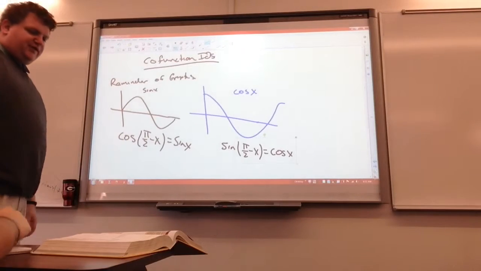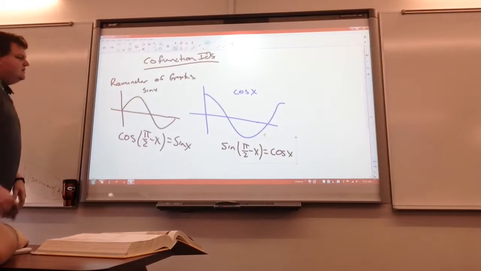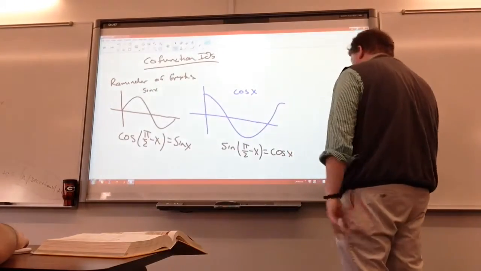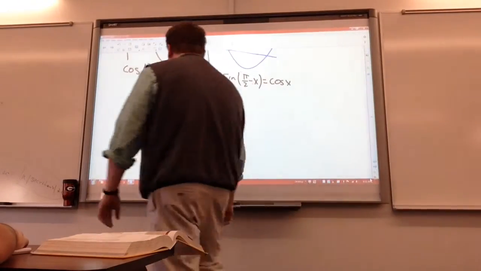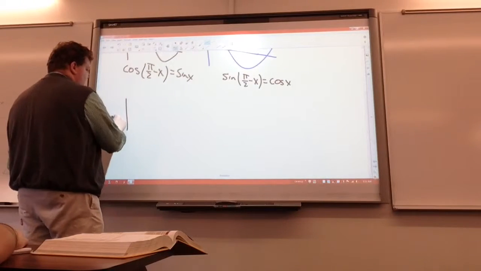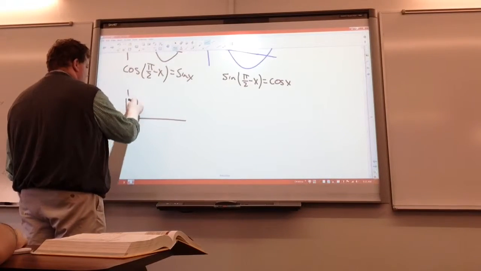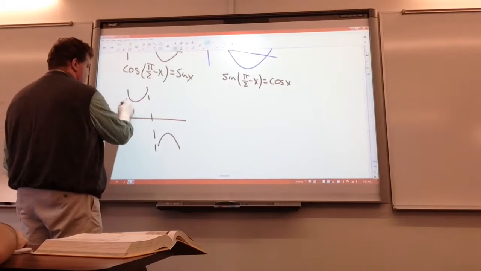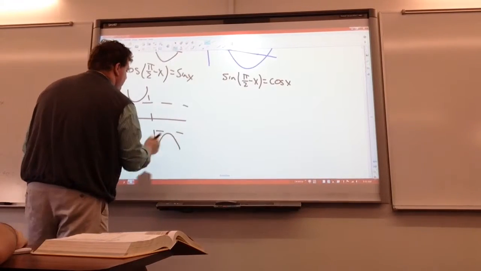What do you think that means for secant and cosecant? What did the secant and cosecant graphs look like? Weren't they basically based off of this here? Didn't they have all the same properties and pieces? Absolutely they did. That's a representation. Here's my cosecant.